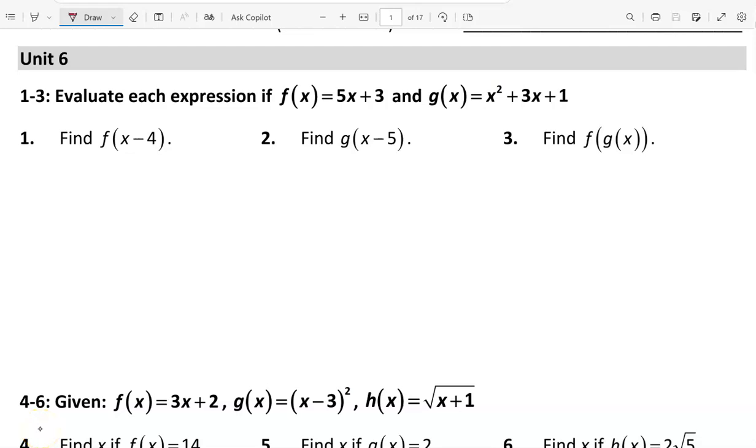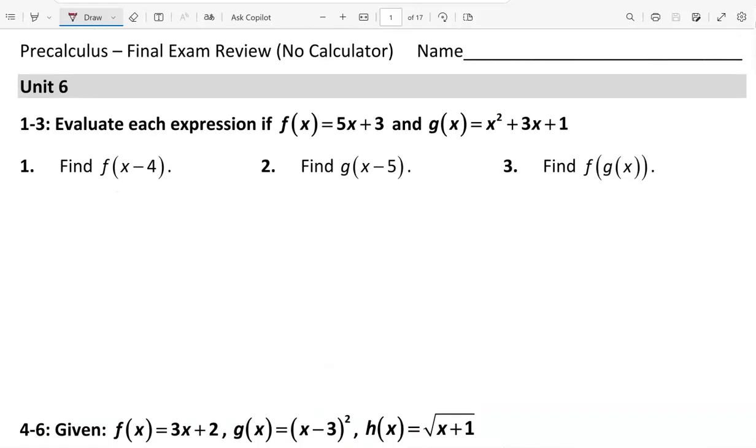This is a video walkthrough for the final exam review for pre-calculus. In number 1, we're asked to find f of x minus 4.